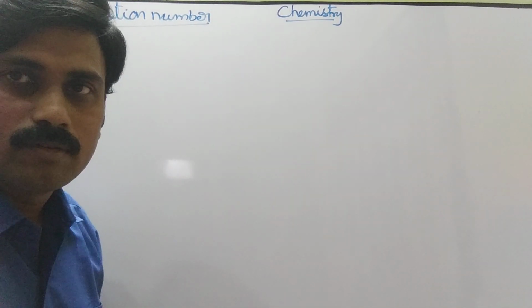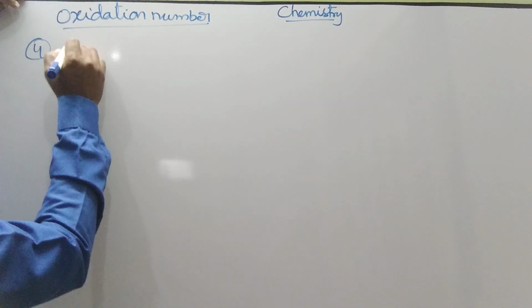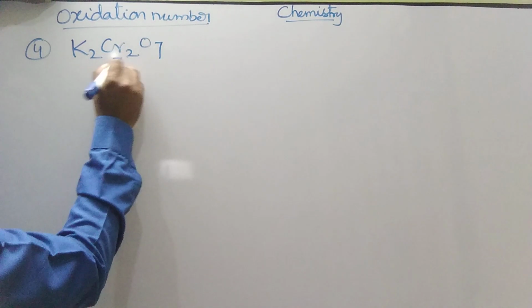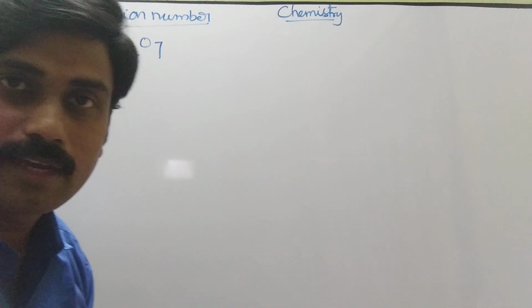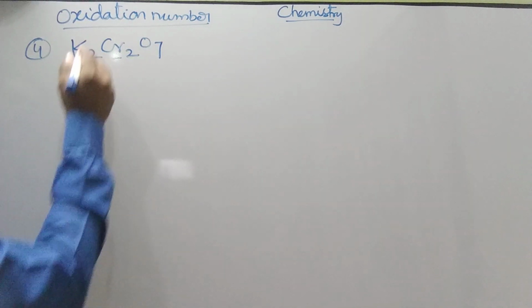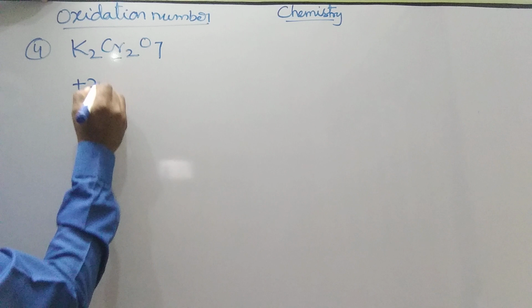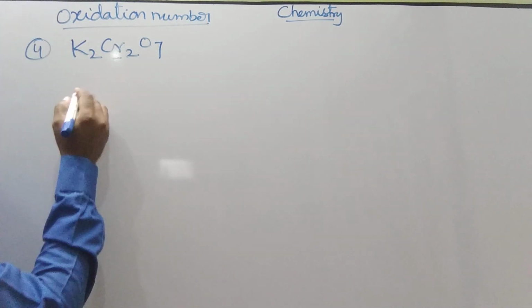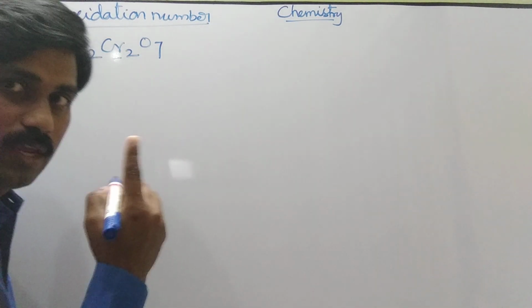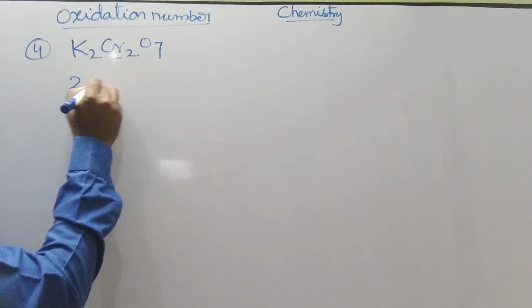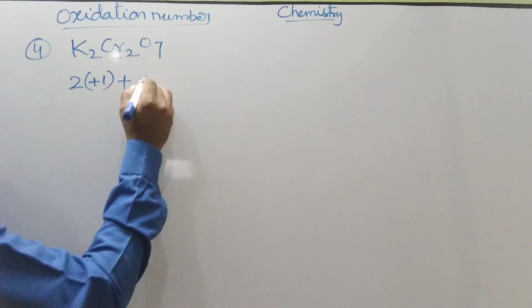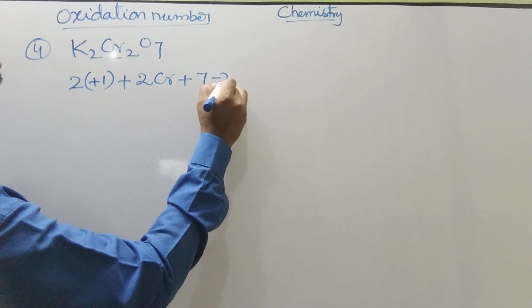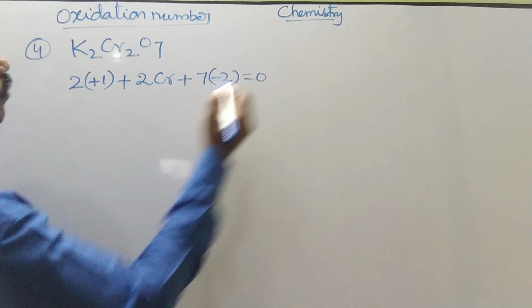Next example, K2Cr2O7, potassium dichromate. In potassium dichromate, we have to calculate the oxidation state of chromium. Look at 2 atoms of potassium. Each potassium oxidation state is plus 1 because potassium belongs to alkali metals, 1A group element. 2 into plus 1 plus 2 chromiums, 2 into Cr, plus 7 oxygens, each oxidation state is minus 2, so 7 into minus 2, is equal to 0.